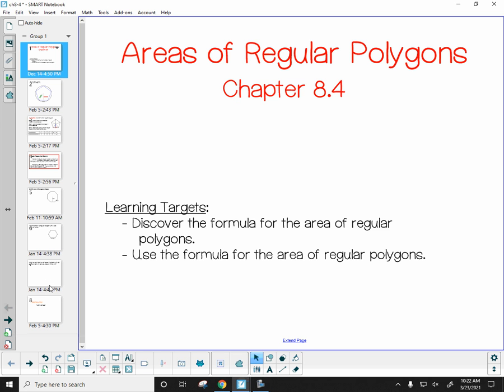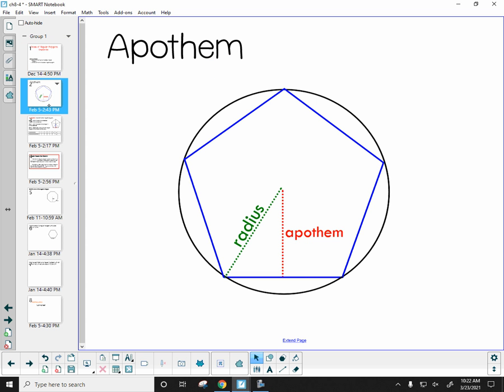Right, so we're going to find the area of regular polygons. When we talk about regular polygons, remember that means all sides are congruent, all angles are congruent. If I were to inscribe a regular polygon, this happens to be a pentagon, in a circle, that means all the vertices are on the circle, right?